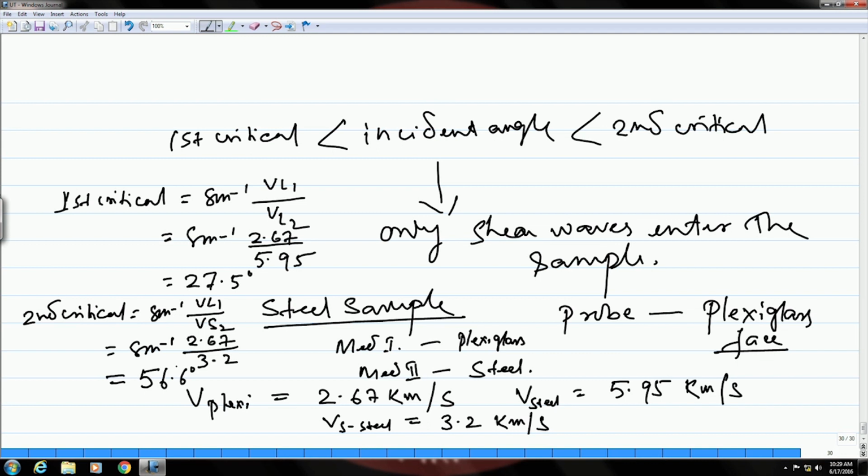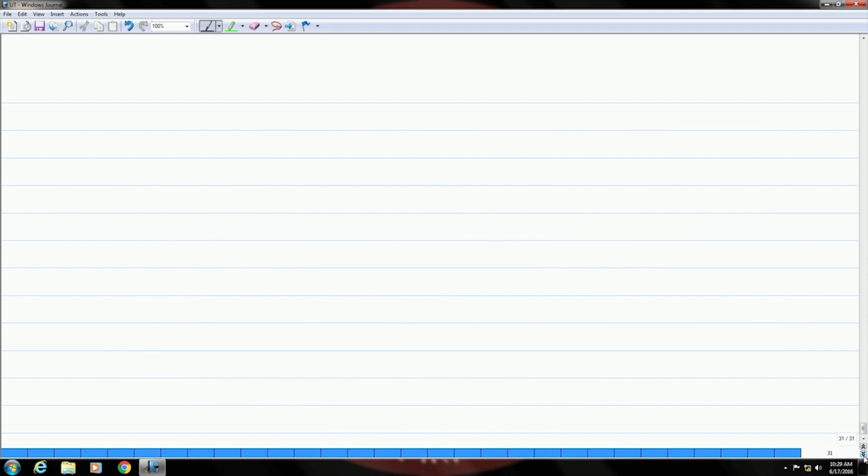Okay. So, that means, if you want to inspect this steel sample using an angle probe, as I said, you need to ensure in that case that only shear waves are entering the sample to avoid that confusion. So, you need to ensure that the incident angle is between 27 and 56. So, an incident angle for this steel sample which is between these two, like 40 to 45 degrees, will be good in this case.